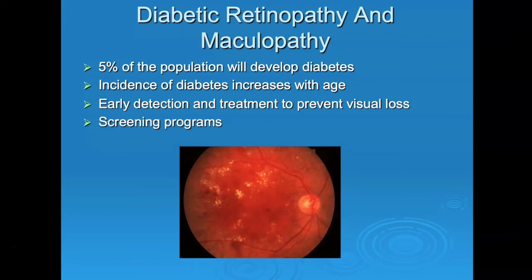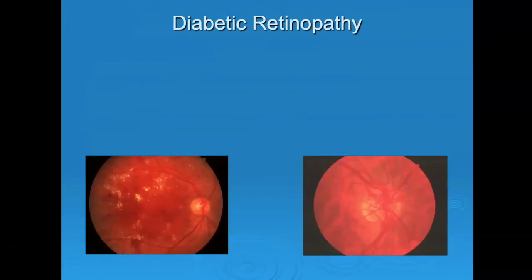And there are lots of very good screening programs, particularly in the United Kingdom, which is coordinated at a national level and hopefully reduces the prevalence of serious sight-threatening eye disease. Despite that, there is a lot of visual impairment due to diabetes in society today.